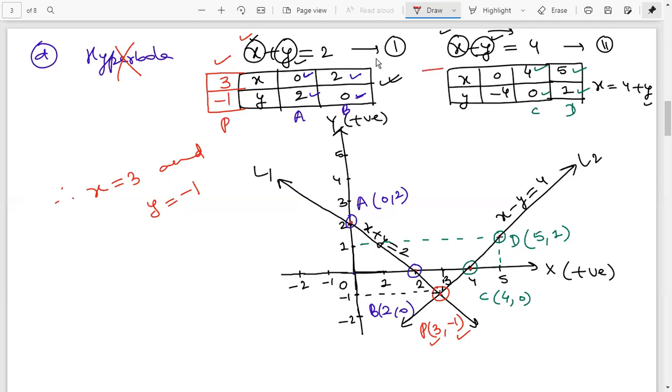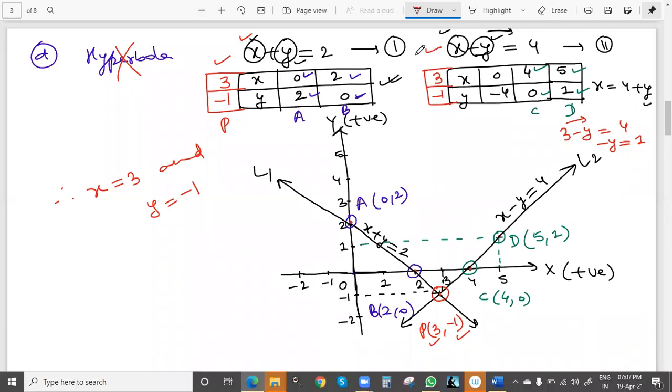Here also we can check whether our point is correct or not. So we take x value 3 in the second equation. So x is 3, so 3 minus y equals 4. So minus y equals, this goes to the right hand side, 4 minus 3, 1. So y will be equal to -1, correct. So this point is correct. (3, -1) is the required value of x and y. So x is 3 and y is equal to -1.